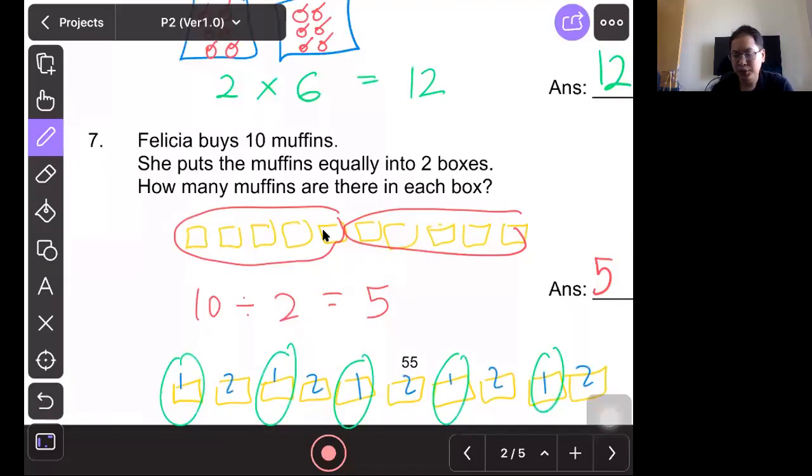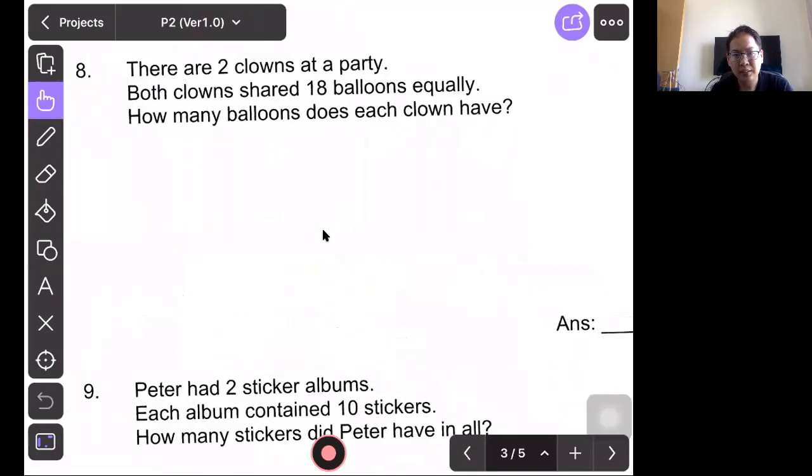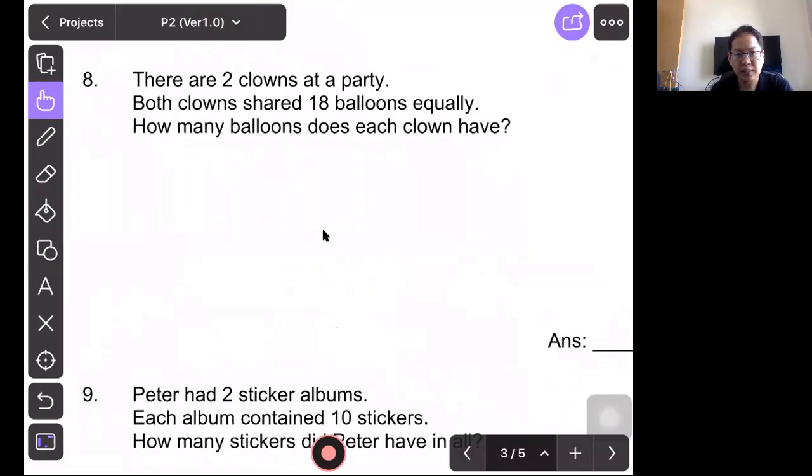Let's go to question 8. Question 8. There are 2 clowns at a party. Both clowns share 18 balloons equally. How many balloons does each clown have? Okay, take some time to work out this question.